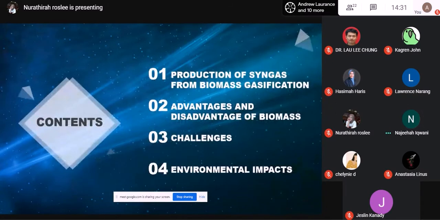So the content of this seminar is first the production of syngas from biomass gasification. Second is the advantages and disadvantages of biomass. Third is the challenges, and lastly is the environmental impact.